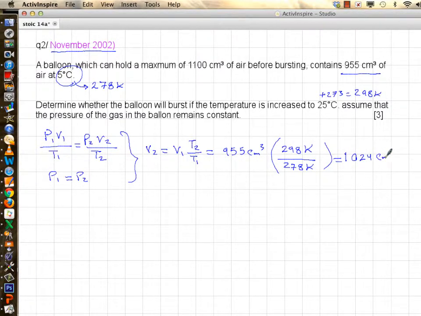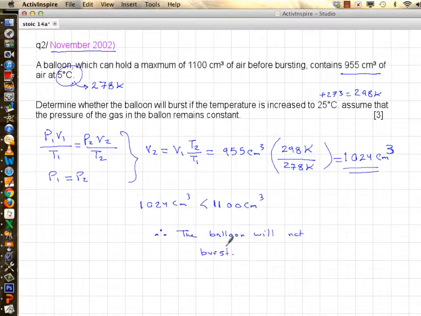1024 centimeter cube. Now the question is, would the balloon burst or not? 1024 centimeter cube is less than the threshold volume, which is 1100 centimeter cube. Therefore, the answer is no, the balloon will not burst.